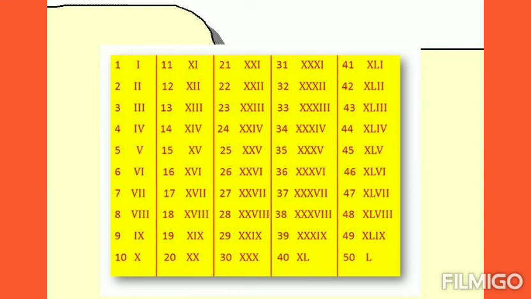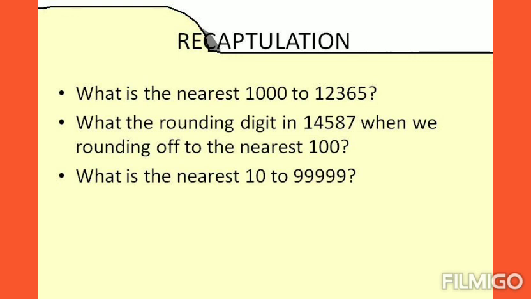Children, this is a chart. It shows the Roman numerals from 1 to 50. All of you copy it in your homework note. Children, now you understood the Roman numerals and rounding of numbers very well. Now the time for recapitulation.